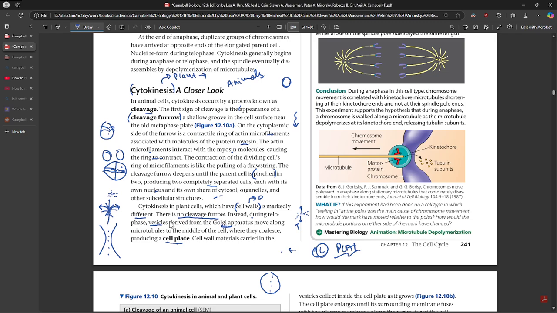vesicles will move along the microtubules to the middle, to the plate, where they coalesce, producing a cell plate. Now remember, vesicles fuse with the cell membrane, so they have some property which allows them to form a cell membrane. So when you have the two Golgi apparatus from either side moving across the microtubules into the center of the cell, they're going to form a cell plate of sorts.